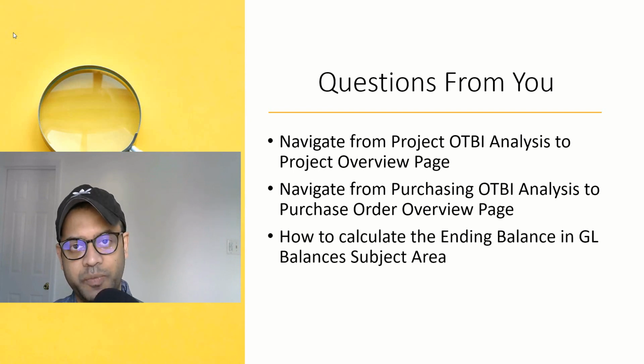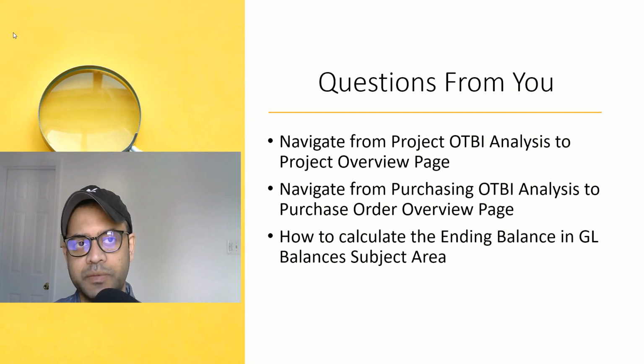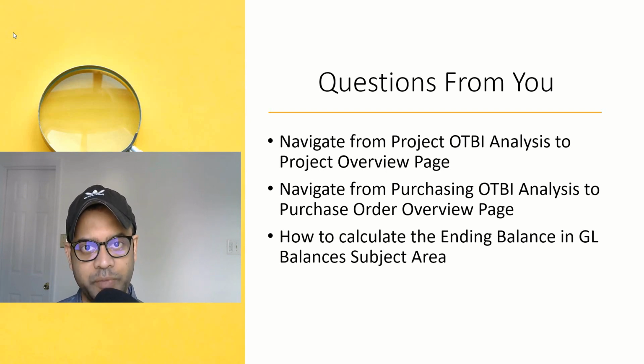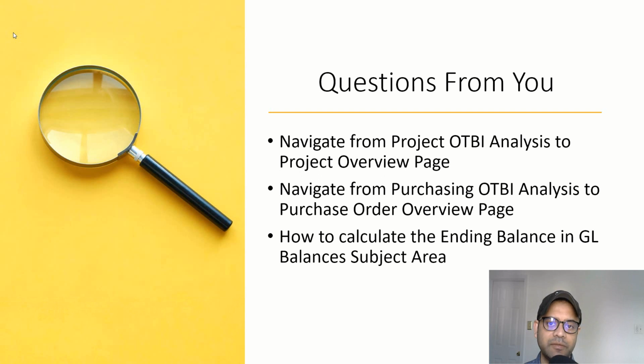Third and the last one is going to be around the GL Transactional Real-Time Subject Area. So this subject area does not have an ending balance measure. So how do we calculate the ending balance measure using the existing measures that we have in this subject area? So those are the 3 topics that we're going to cover.